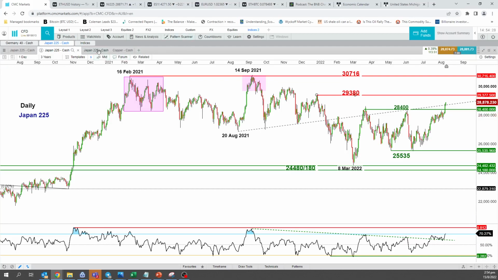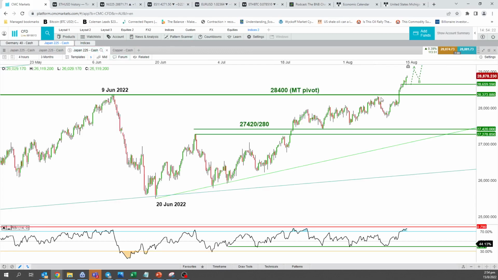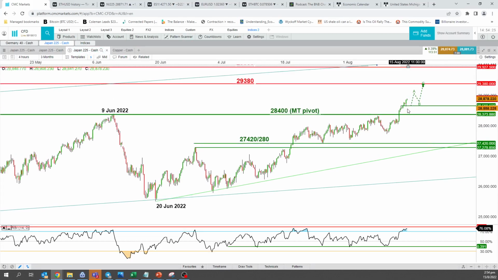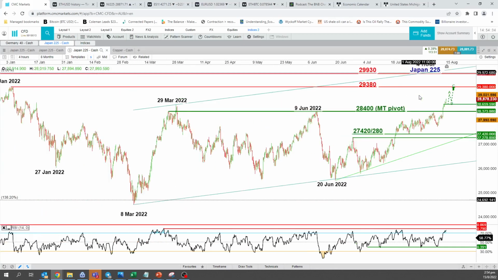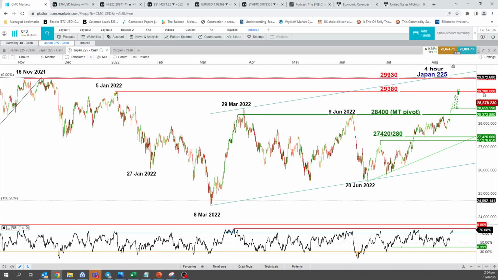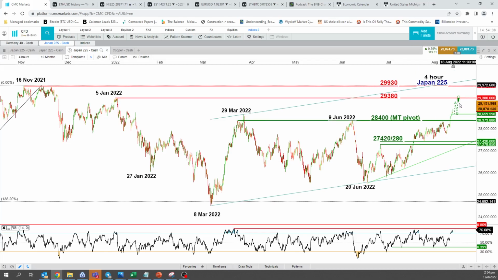Okay, so now what we have for this week on the key level to flip to a bullish bias is 28,400. As long as there's no 4-hour close below 28,400, we may see a push up towards 29,380, which is this swing high area of 5th of January that I show on the daily chart. And a further push up above it may open up scope to retest this 16th of November 2021 swing high area at 29,930, and also the upper limit of this, we call it medium term ascending channel that I draw from the low of 8th of March 2022.